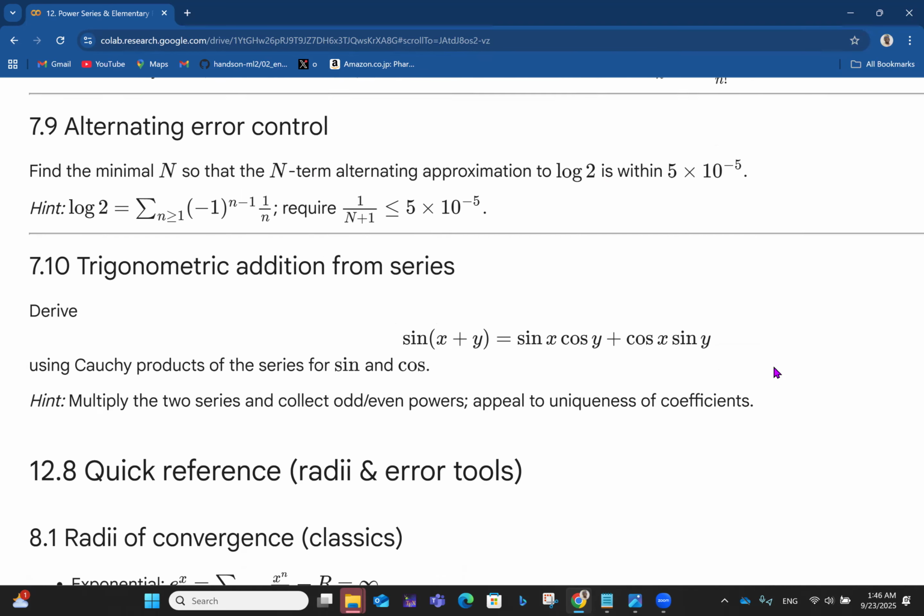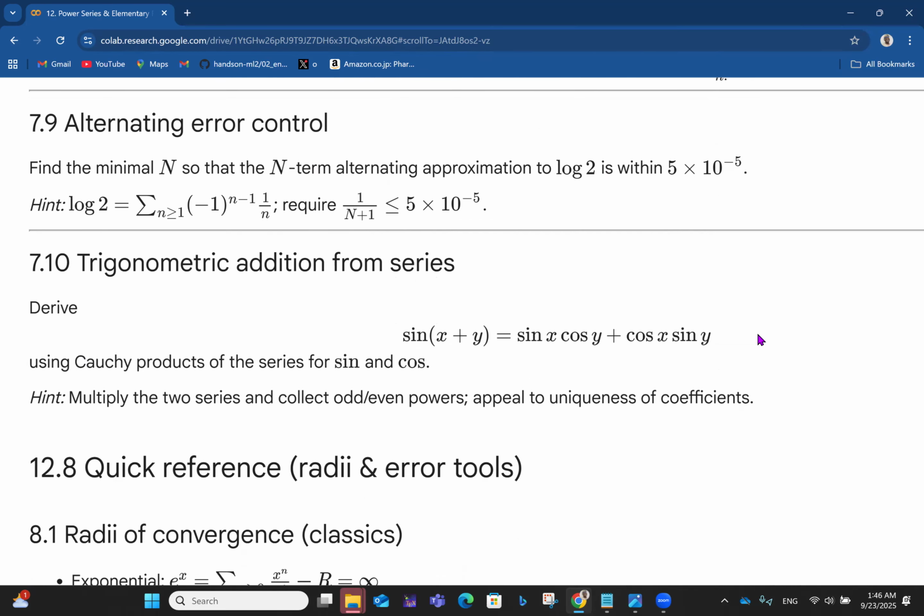Then you have the alternating error control. So find the minimal n so that the n-term alternating approximation to log 2 is within 5 times 10 raised power minus 5. We did something like that before, right? So the hint is take log 2 to be summation for n greater than or equal to 1 of minus 1 raised power n minus 1, 1 over n, and require that 1 over n plus 1 is less than or equal to 5 times 10 raised power minus 5. So that way now you have an error control.